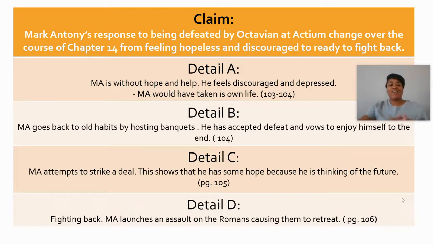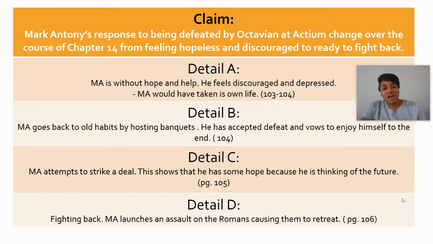All right, scholars. So for detail D, Mark Antony decides, I am not taking this. I am going to fight back. So we see Mark Antony fight back. He launches an assault on the Romans, causing them to retreat. We found this on page 106.